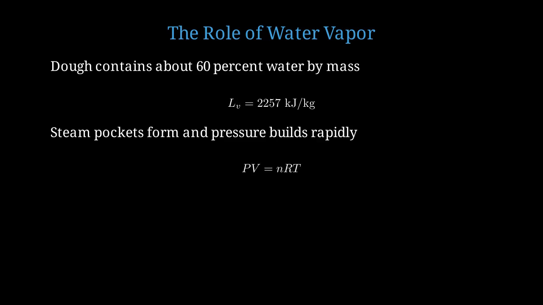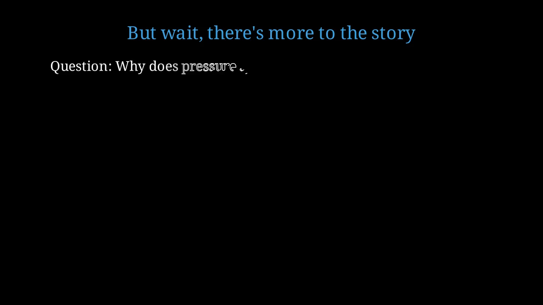The ideal gas law PV equals nRT tells us that pressure P is proportional to temperature T for a fixed volume. Here's where it gets even more interesting. The pressure rise observed was much faster than the ideal gas law alone would predict. Let me pose a question. Why does the vapor pressure spike faster than a simple ideal gas calculation would predict?